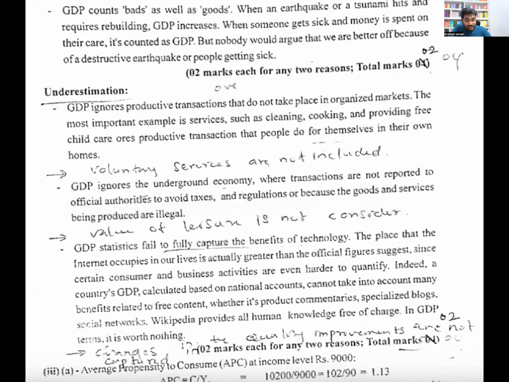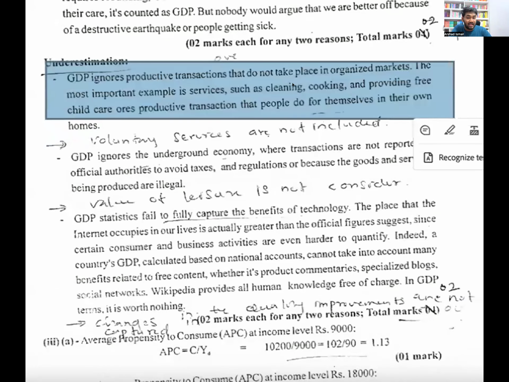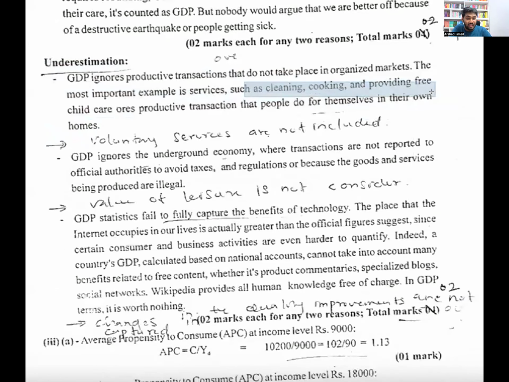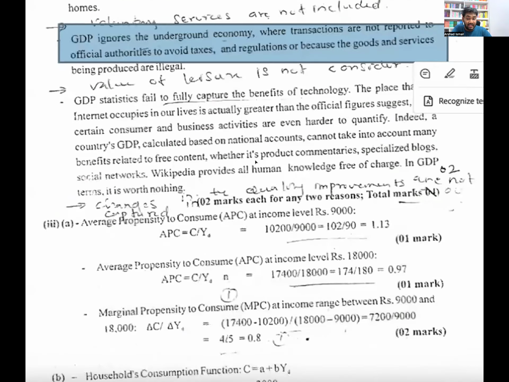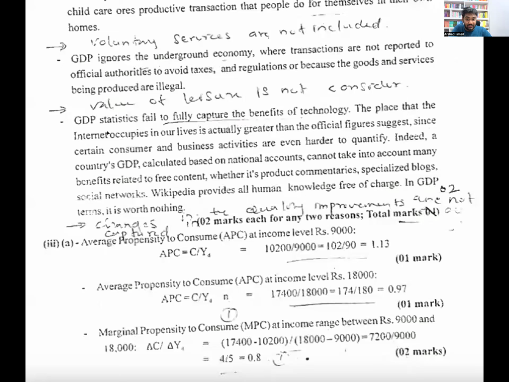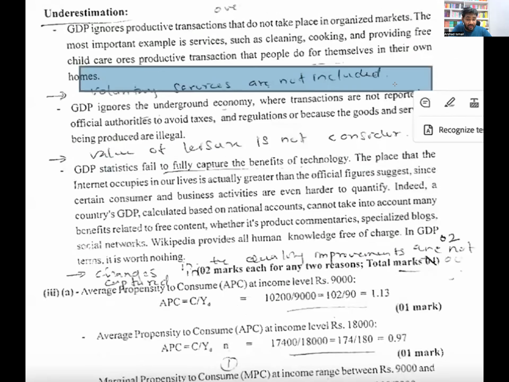Then why is it an underestimate? Underestimate because GDP ignores productive transactions that do not take place in organized markets. So all these informal activities go off. Cleaning, cooking, all of that is omitted. Then GDP ignores the underground economic transactions, right? GDP studies fail to fully capture the benefits of technology. Voluntary services are not included. These are points they have included, right? The value of leisure is not considered.